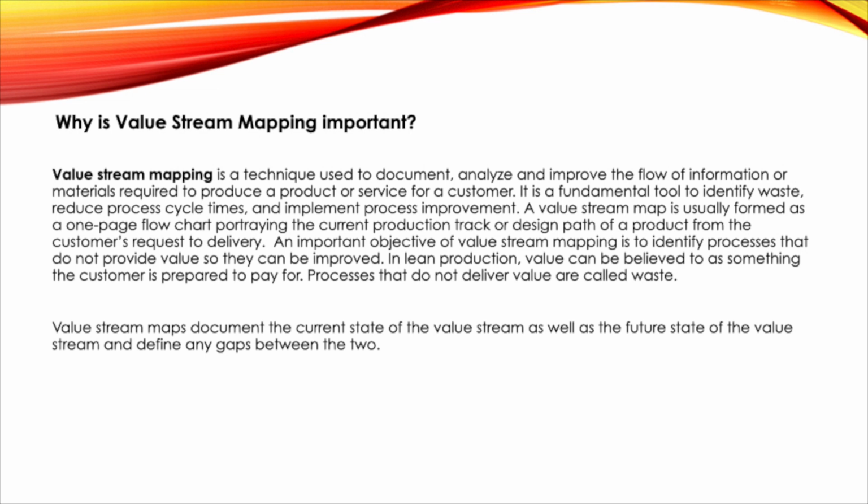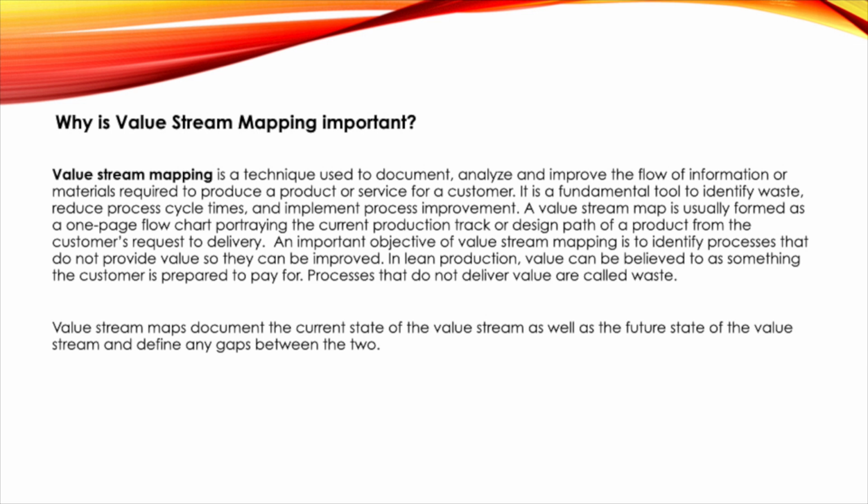Why is value stream mapping important? Value stream mapping is a technique used to document, analyze, and improve the flow of information or materials required to produce a product or service for a customer. It is a fundamental tool to identify waste, reduce process cycle times, and implement process improvement. A value stream map is usually formed as a one-page flowchart portraying the current production track or design path of a product from the customer's request to delivery.